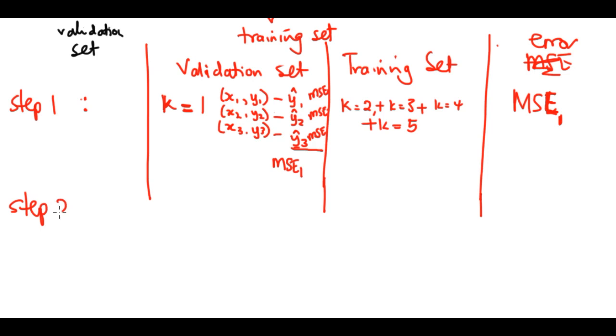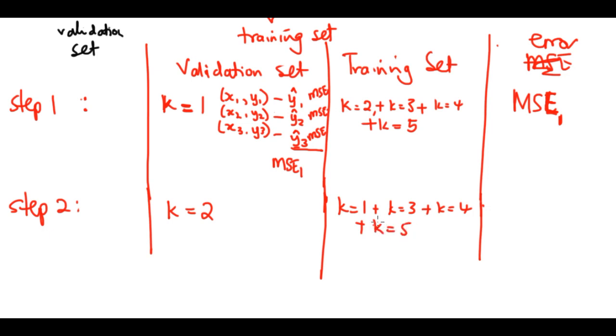We do the same for step number 2. In the validation set, we are going to make k equal to 2, and then the other folds are going to be in the training set: k equal to 1 plus k equal to 3 plus k equal to 4 plus k equal to 5. We train on this, and we calculate our individual MSEs for the observations that are in k equal to 2, and we have the overall MSE for the observations in k equal to 2, and we come up with MSE2.